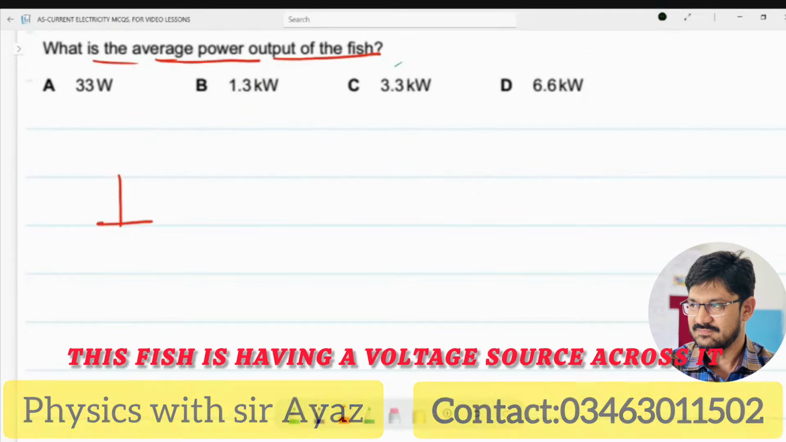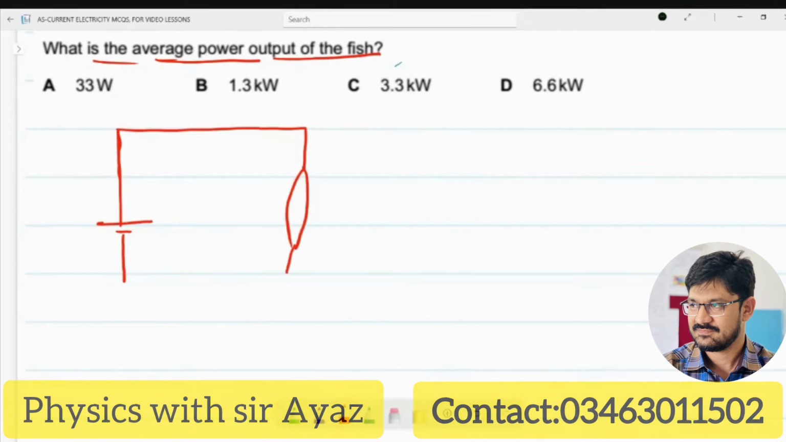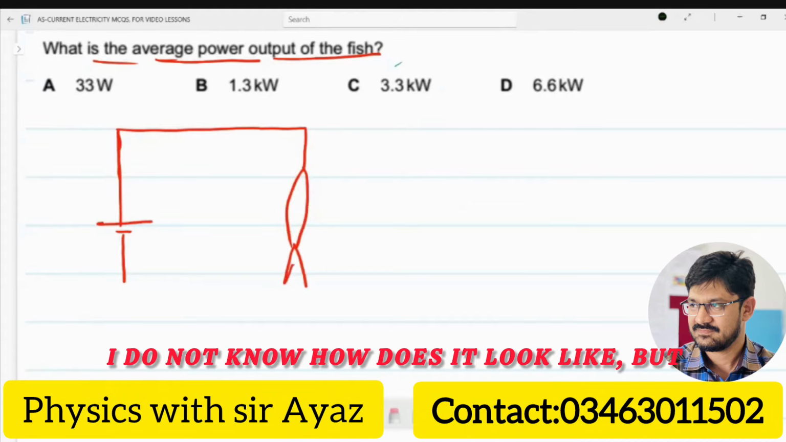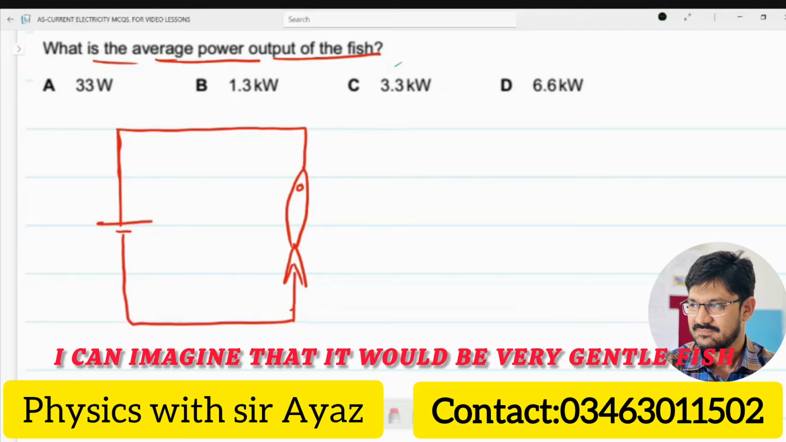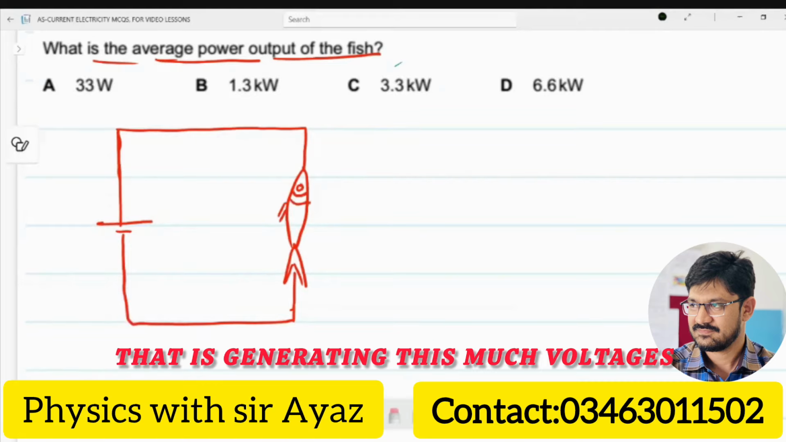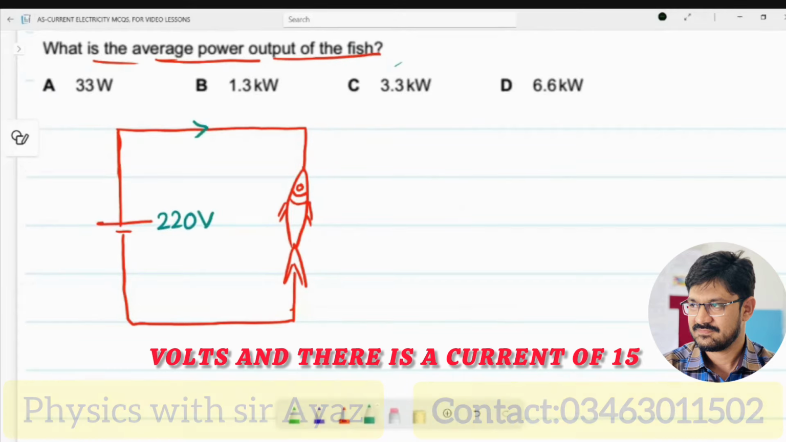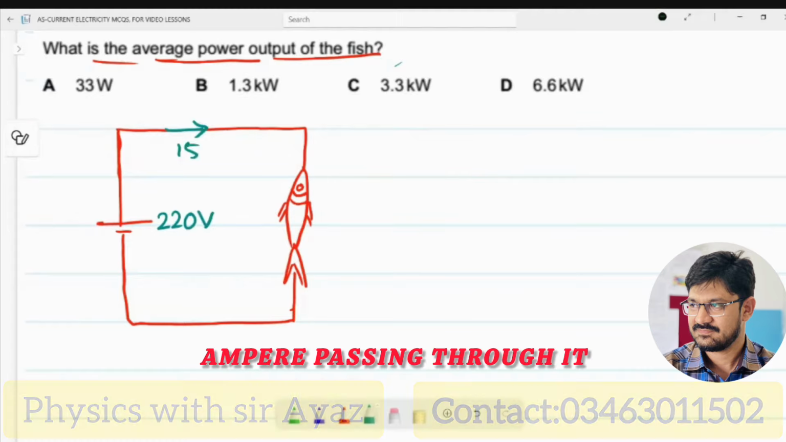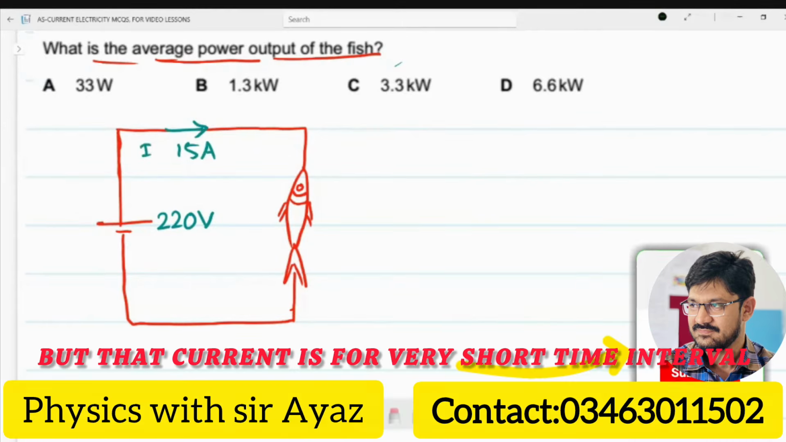Suppose this fish has a voltage source across it, and that is the fish. I do not know what it looks like, but I can imagine it would not be a very gentle fish that is generating this much voltage. So it is producing 220 volts, and there is a current of 15 ampere passing through it, but that current is for a very short time interval.